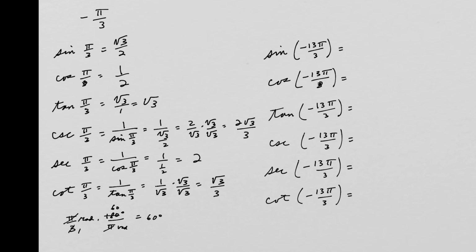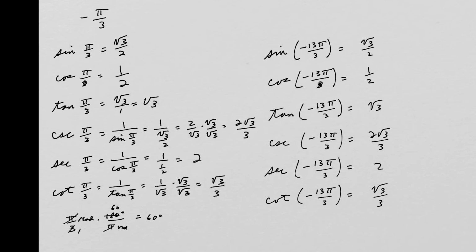Okay, so this is going to be radical 3 over 2. This is going to be 1/2. I'll just leave a space there because I might have to change the sign. This is going to be radical 3. This is going to be 2 radical 3 over 3. This is going to be 2, this is going to be radical 3 over 3.